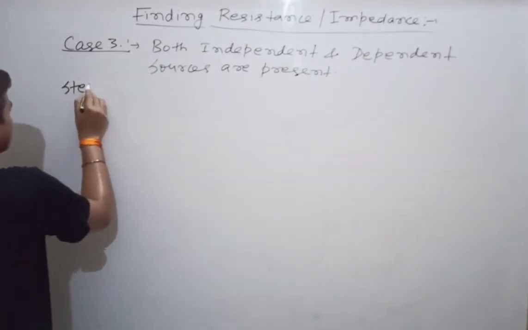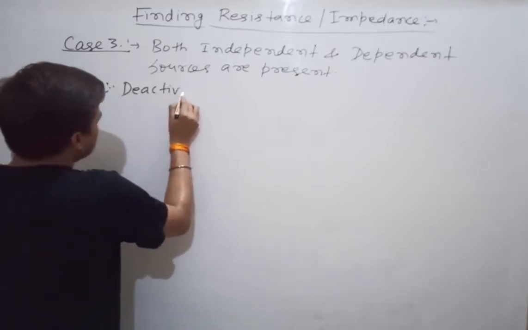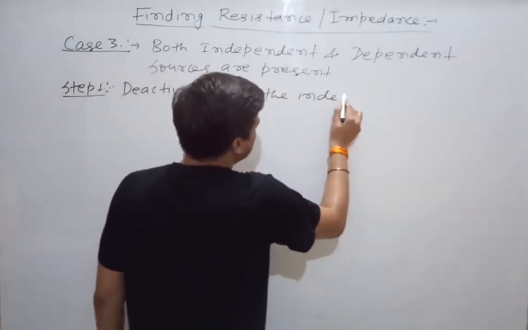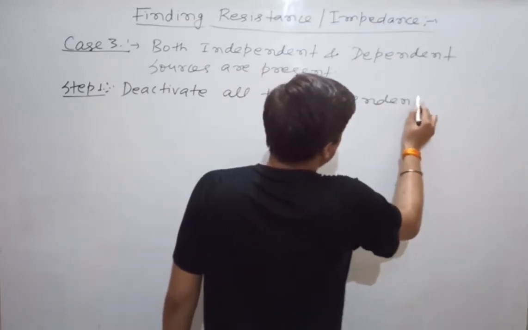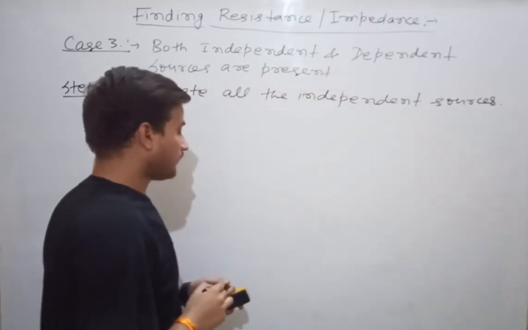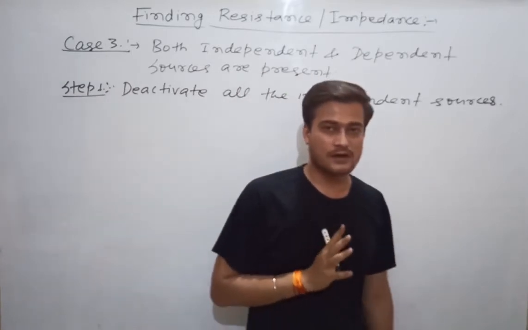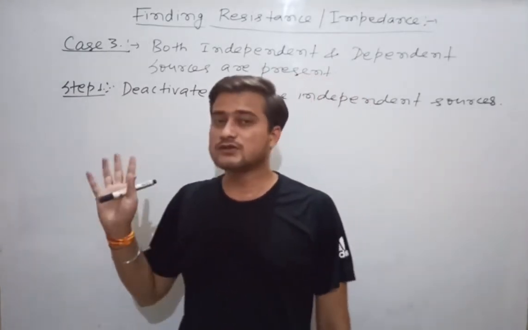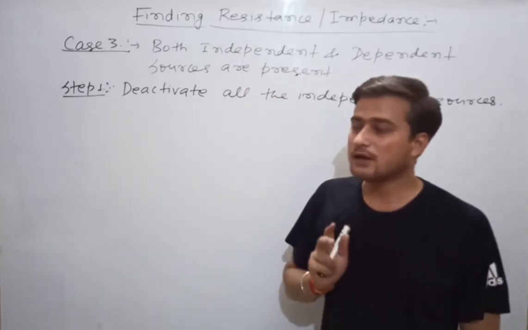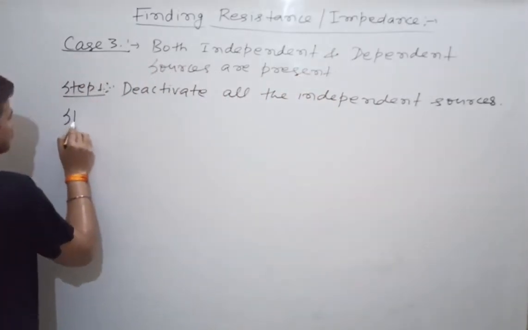Step 1. First step is to deactivate all the independent sources. If there is any independent source in the circuit, you will have to deactivate all the independent sources. But you are not going to do anything with the dependent source, because I have already explained you can never deactivate a dependent source. Clear?